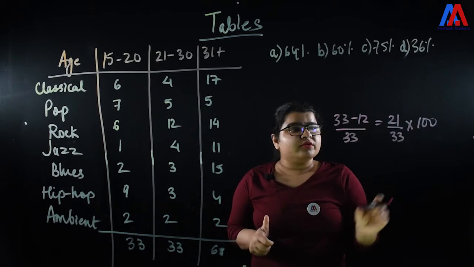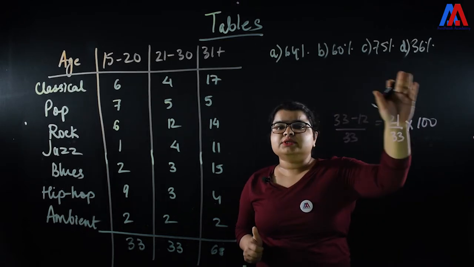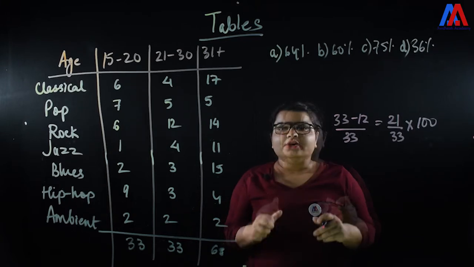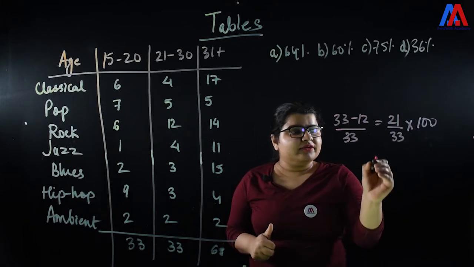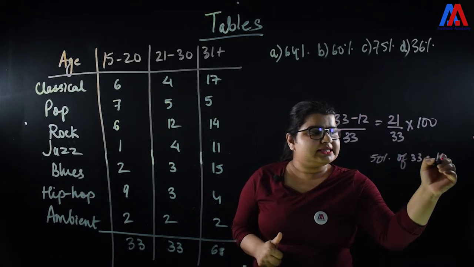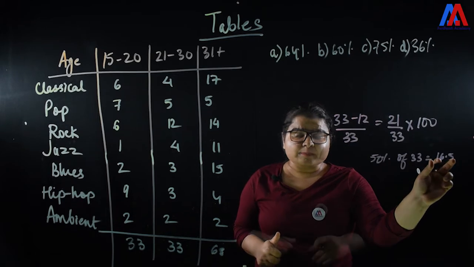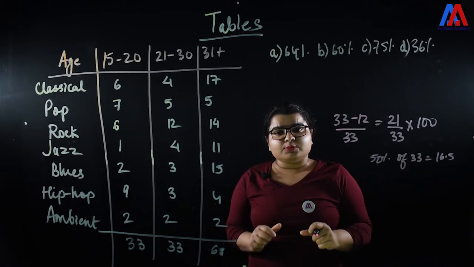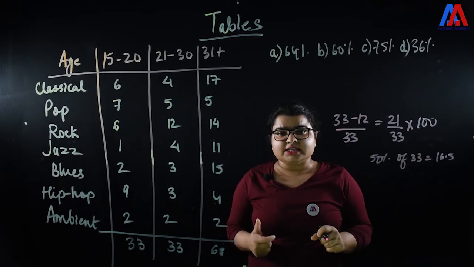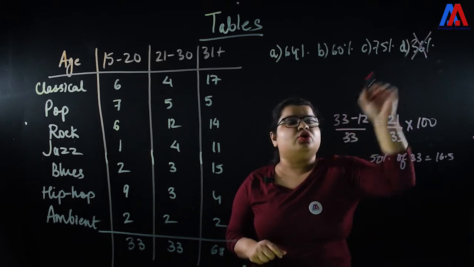Now, either you can calculate this percentage or you can work through the options and eliminate some of them. Here we can notice that 50% of 33 is 16.5, and our numerator is far greater than this number. Thus, we can eliminate the option wherein we have a percentage which is less than 50. So, we can eliminate this option.